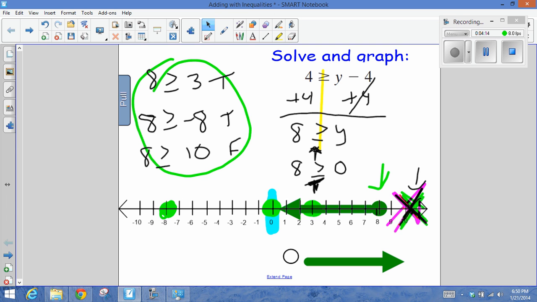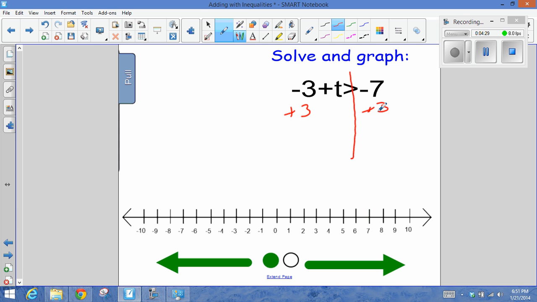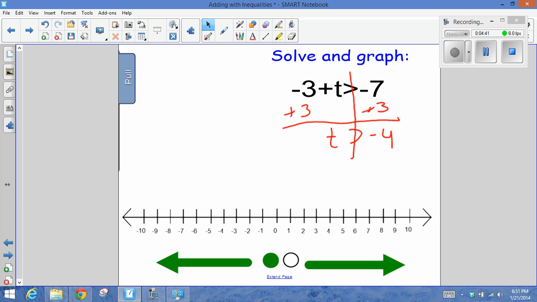Okay, so let's try another one. Negative 3 plus t is greater than or equal to negative 7. So we want to add 3 to both sides because we want to get rid of that negative 3 there. t is greater than negative 7 plus 3, which is negative 4. Okay, I'm going to have an open circle at negative 4 because I don't have an equal sign, it's just greater than.